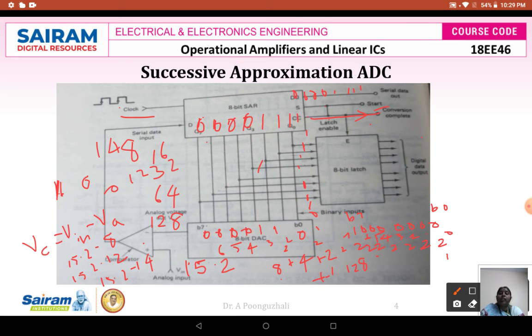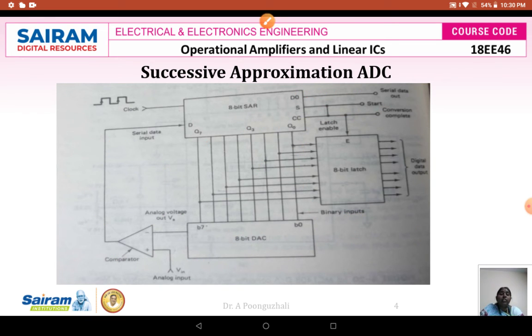Just one thing we have to remember: when Vin is greater than VA, we leave the bit as such and go for the next bit. If Vin is less than VA, reset that particular bit. That is the concept we are going to use in the successive approximation ADC.